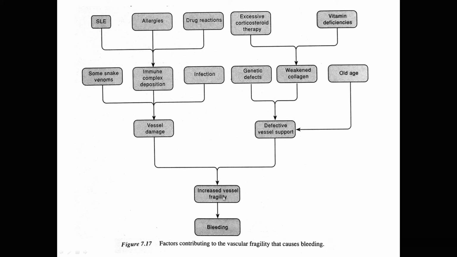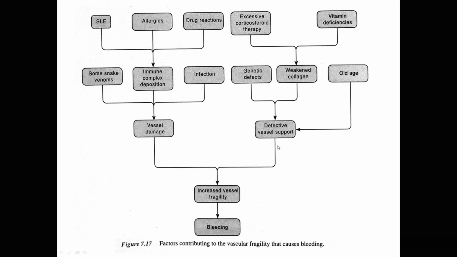Vessel damage, increased vessel fragility, and bleeding. This is observed in the purpura of Schönlein-Henoch. Other factors: drug reactions, immune reactions, autoimmune disorders such as systemic lupus erythematosus, causing immune complex deposition, also may damage the vessels and cause bleeding. Snake venoms also directly damage the vessels and cause bleeding.